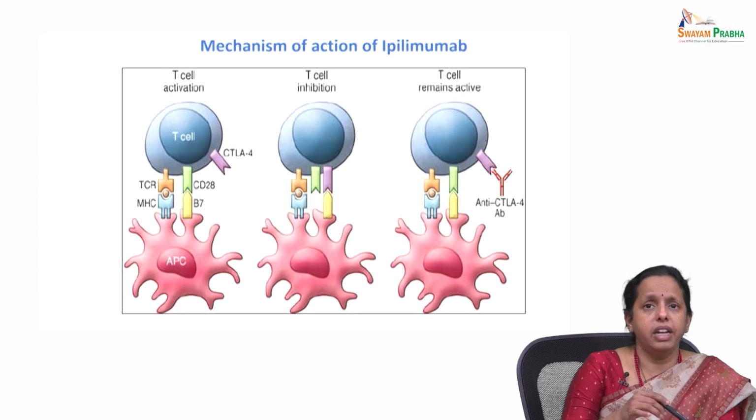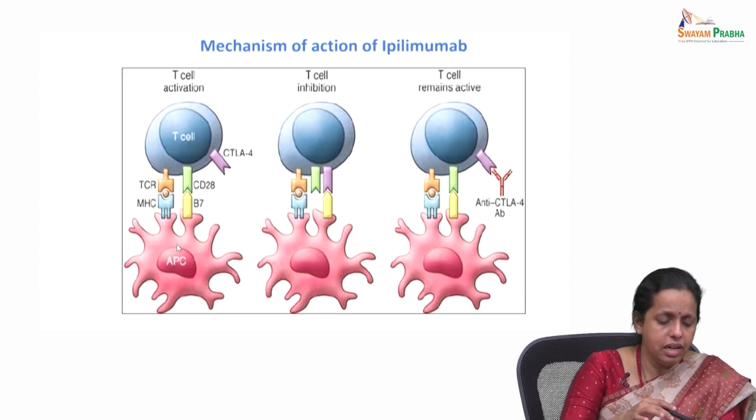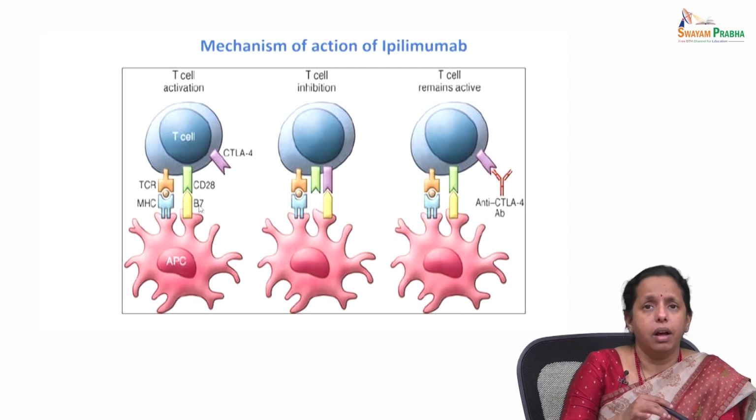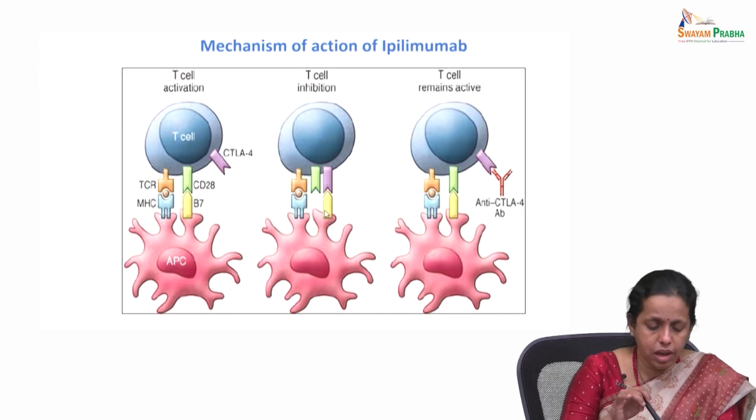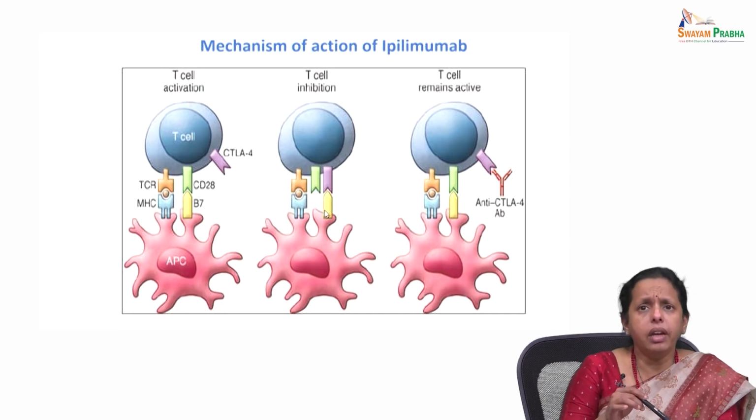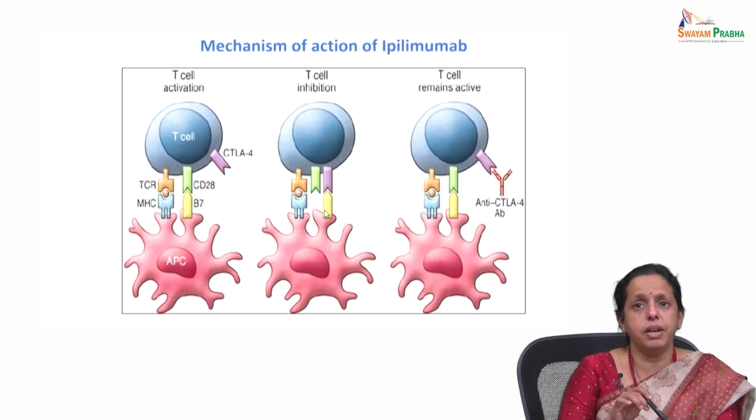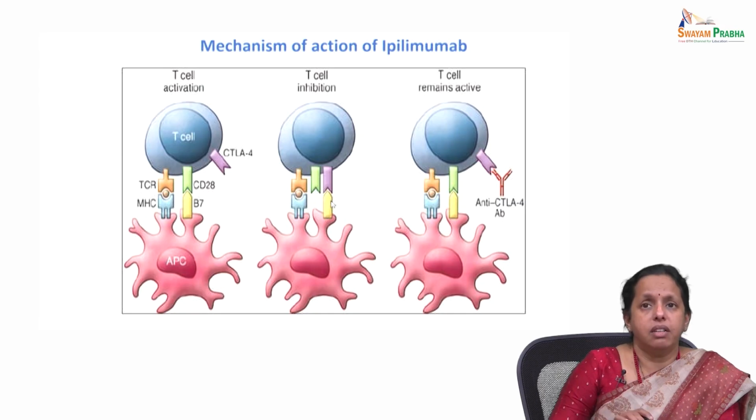Here you can see binding of your B7 family proteins. You have a T cell, then you have the antigen presenting cell. The binding of these B7 family proteins to CTLA4 inhibits your T cell function. Therefore your T cell function is totally inhibited. CTLA4 expression increases in parallel with T cell receptor stimulation, thereby serving as a brake on the T cell response.